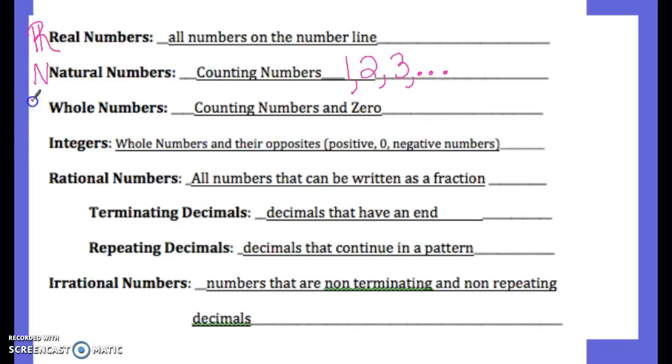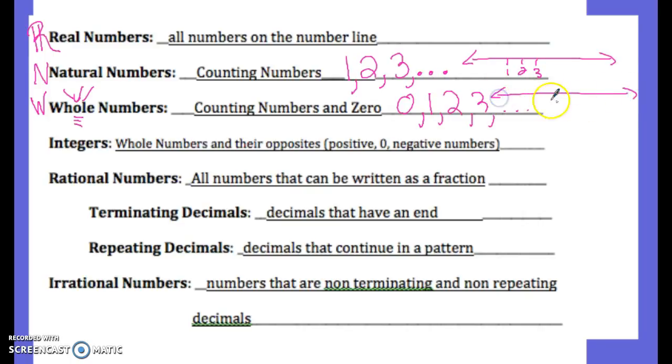Whole numbers are a W, and now we have 0. The way I remember it is whole has a 0 in it. So it starts at 0, 1, 2, 3, dot, dot, dot. It's almost like your number line's growing. So we started here with our number line, and we had 1, 2, 3, so on and so forth. And then our number line grew, and we got 0, 1, 2, 3, 4, so on and so forth.